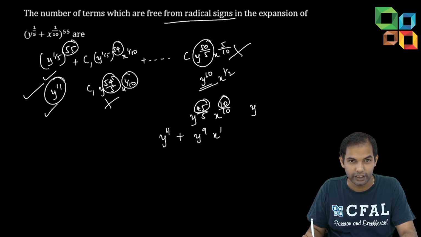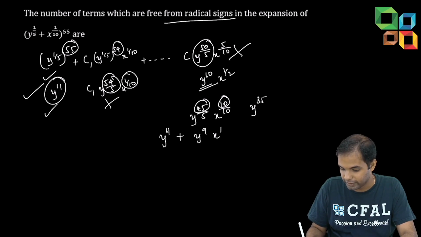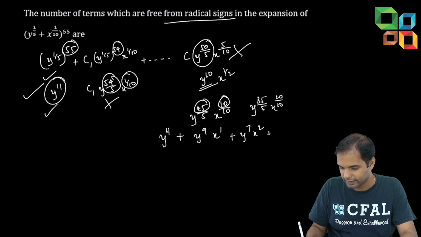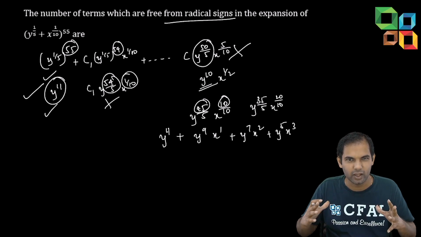If I take 40, it will fail because x power won't have a proper whole number. So the next number should be y power 35 and x power 20. Right? Now you can see both are whole numbers. So it will be y power 7 x square. Next again you can guess y power 5, I guess, right? So y power 6 won't work because of x. So this will be x cube. You don't need to write down the terms. You're trying to count, right?